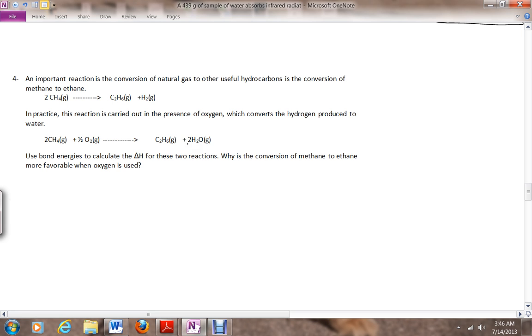produced to water. So what is the difference here? Here you produce hydrogen, right? But with oxygen you convert this hydrogen to water. So what does it say? Calculate the delta H for the two and then compare them. Why is the conversion of methane to ethane more favorable when oxygen is used? Let's do both. Let's start with letter A and then do letter B.